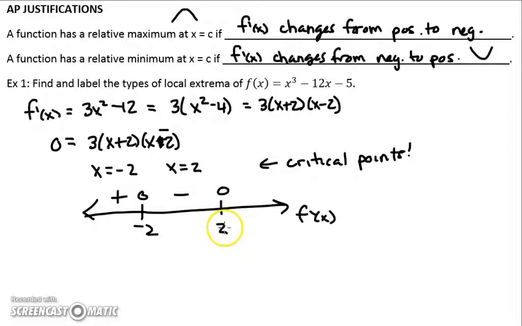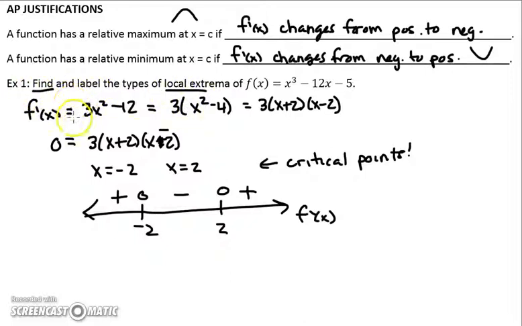and then something bigger than 2, let's say 3, it's going to make this positive, it's going to make that positive. Now here's where we have to be careful. It says find the local extrema, not where are the local extrema. So we know the local extrema are at -2 and 2, but they want the y values, right? So find the local extrema.